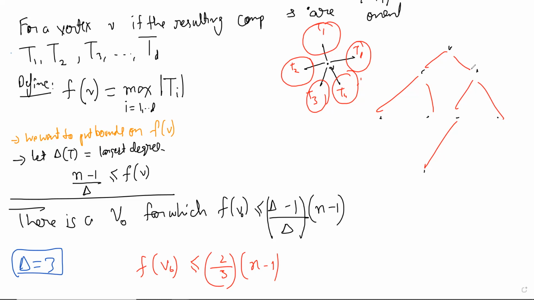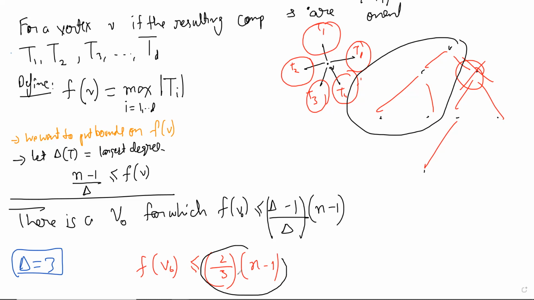Okay, so there will be some vertex which when you remove that vertex, then even the largest chunk cannot be more than 2/3 of the graph. This is the largest chunk. f(v0) is the size of the largest chunk you get after removing v0. That cannot be more than 2/3 of the graph, which obviously means that every chunk is less than that. So the graph is not too unbalanced.